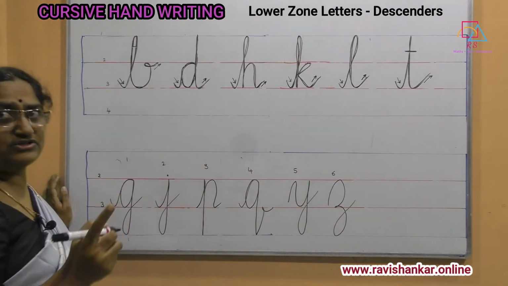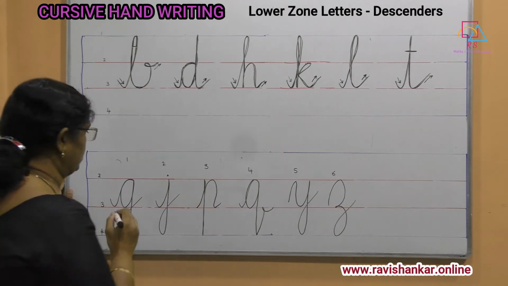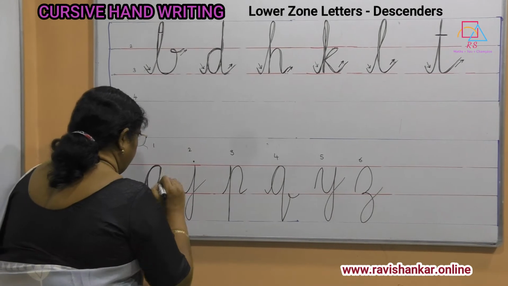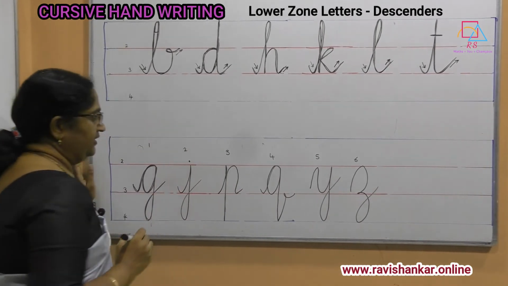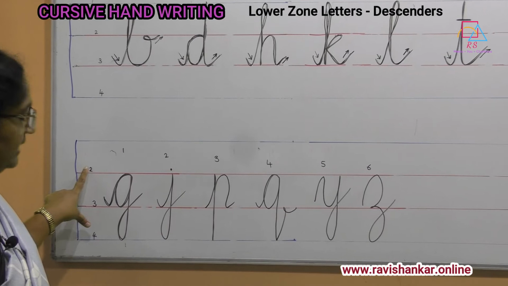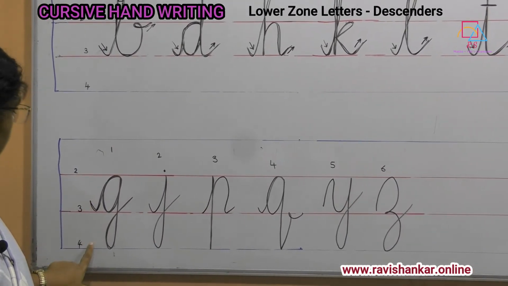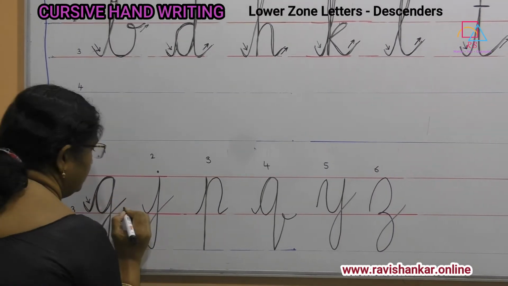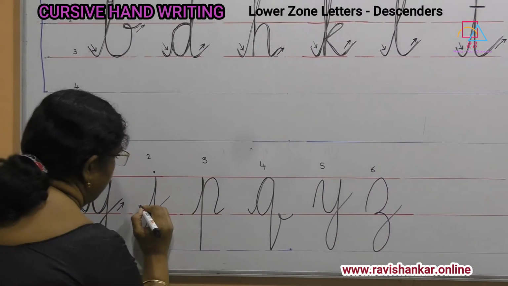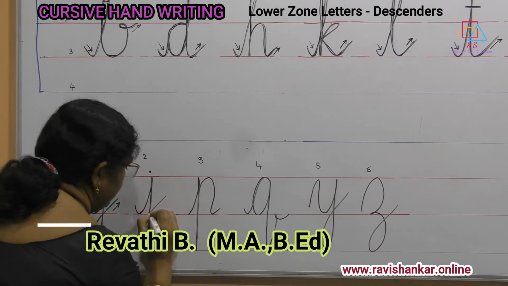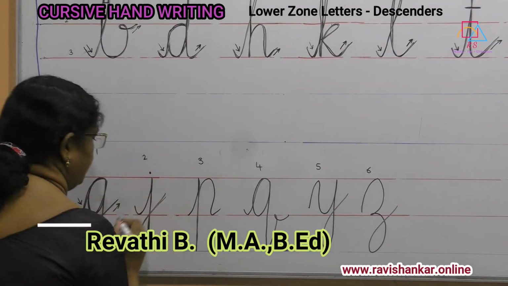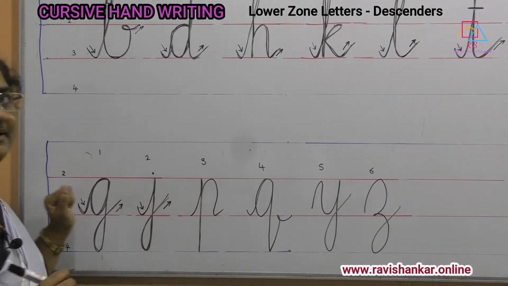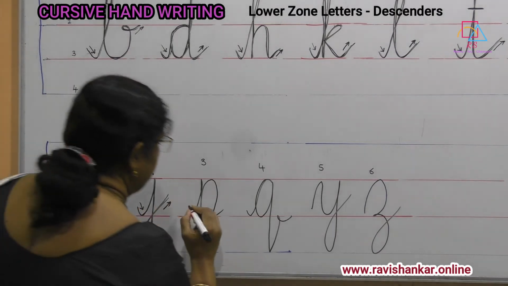Now let's see the beginning stroke and ending stroke for each letter. The letter G. If you see, I have used only line number 2, 3 and 4 for these letters. Now this is the beginning stroke, this is the ending stroke. Let's move on to J. J for joker, J for jug. Beginning stroke, ending stroke.